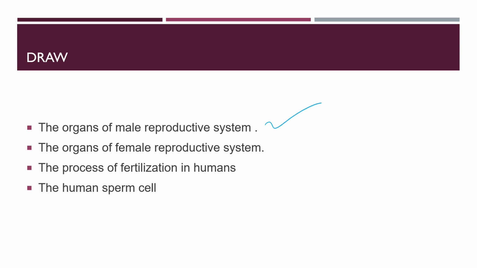Like the organs of the male reproductive system, the female reproductive system, the process of fertilization in humans, the human sperm cell. And if you want to learn also, the stages of the menstrual cycle. I have given you the different stages of the menstrual cycle in a detailed diagram while teaching. So go through all these diagrams, because they are very important. Either they can give you the diagram for picture study, like labeling 1, 3, 7, 5, 6, 8 parts and asking you to write the functions of those. So be prepared for everything.